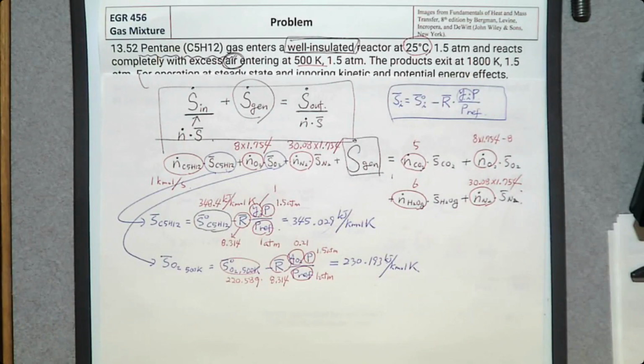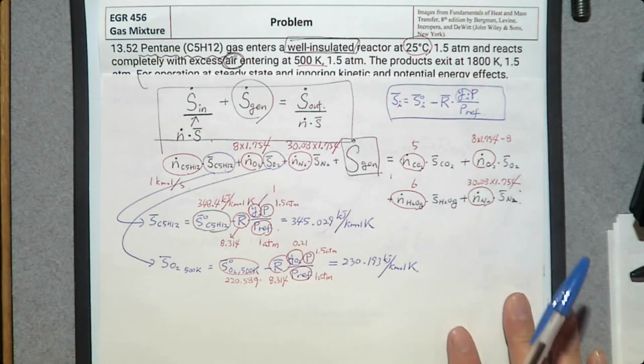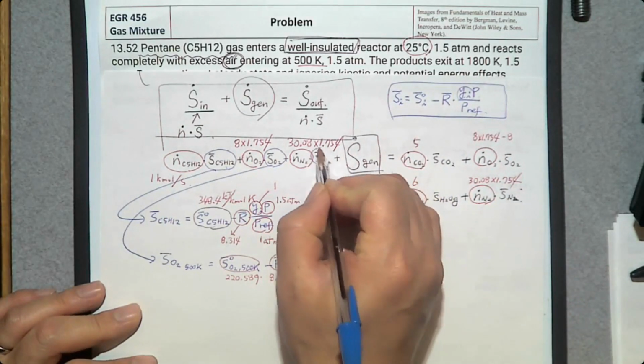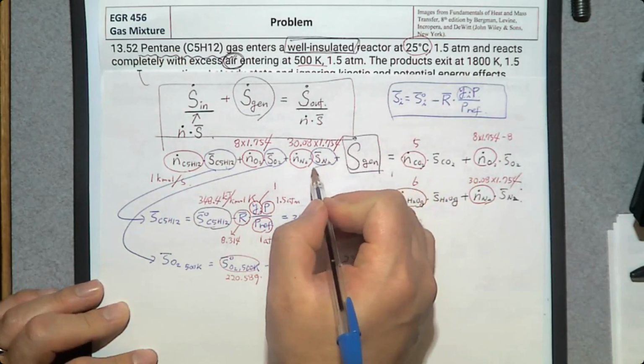I only have 21 minutes. So how many to go? 1, 2, 3, 4, 5. So 4 minutes each. So nitrogen this time.